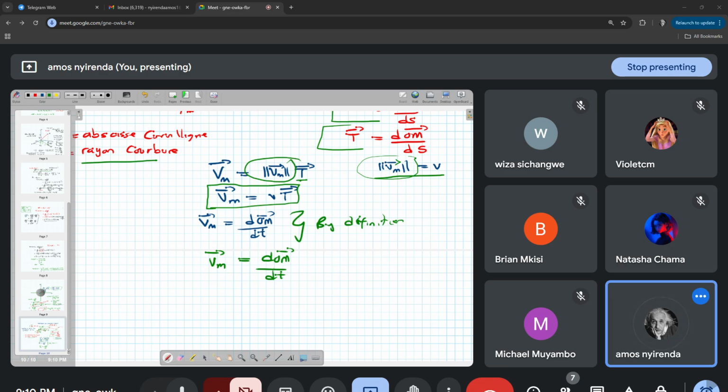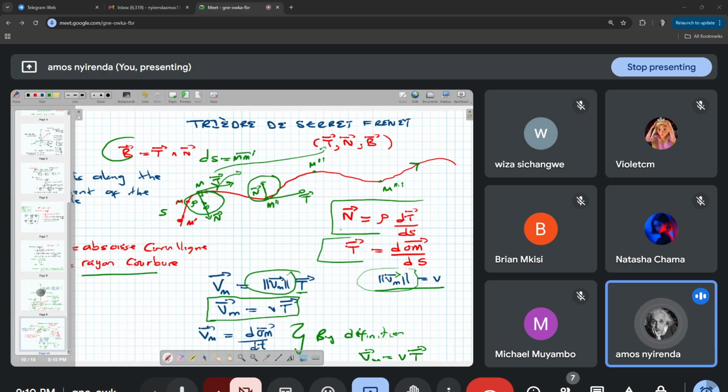Now, the other one is like this. Vm is actually the magnitude, and then along this direction. So let me first of all write the full thing here. I know that V is that. Then what is the expression for T? The expression for T is here.